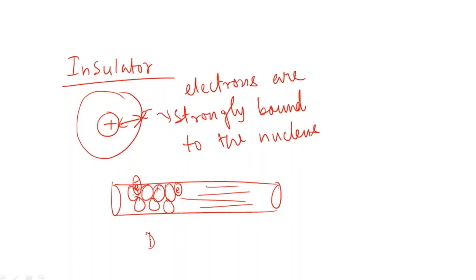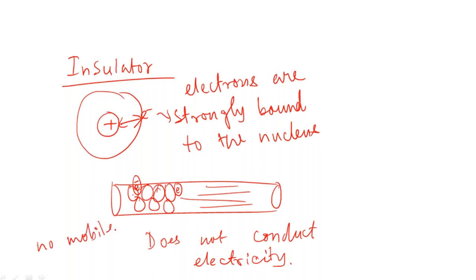So that means this insulator is not able to conduct electricity. It does not conduct electricity. That means there is no flow of charge, no mobile charge. So this is an insulator.